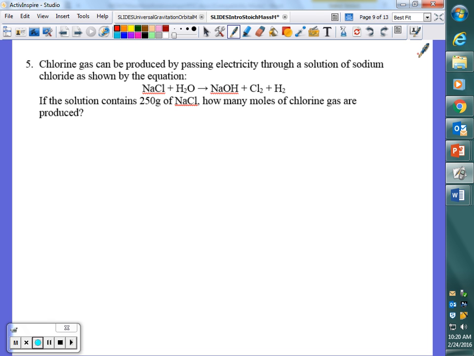are produced? So, let's go with the process, right? What's the first thing we do? Ask the question, right? What's the question here? How many moles of chlorine gas, right? So, and as you can see here from this equation, chlorine is one of our diatomics, so chlorine gas is Cl2. Okay? All right, now that we've asked the question, what do we do? Balance, right? There's the equation. Balance it.